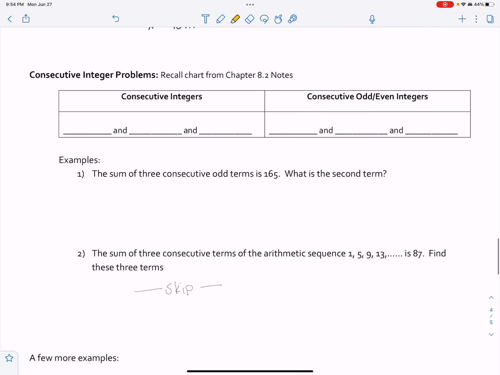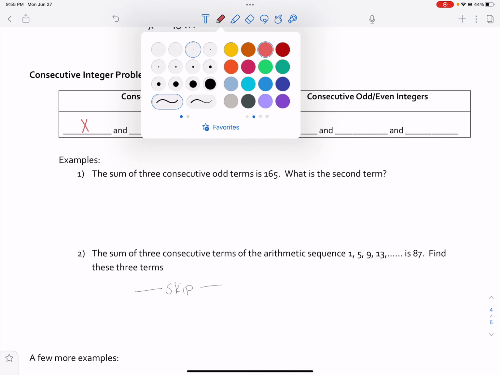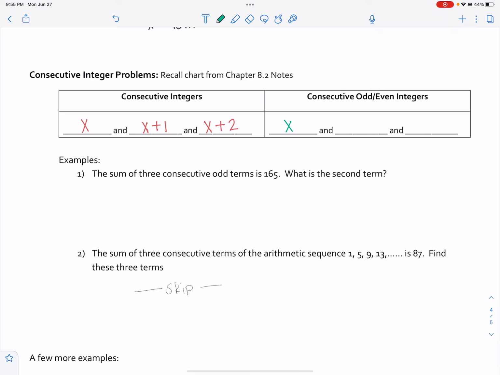Okay, so let's review back at our consecutive integer problems. To fill in our notes, we are using the same chart from 8.2 with the consecutive integers. Normal consecutive integers are going to be x, x plus 1, and x plus 2. Consecutive even or odd integers are still x, but then x plus 2, x plus 4. Now let's use that to work out a problem.